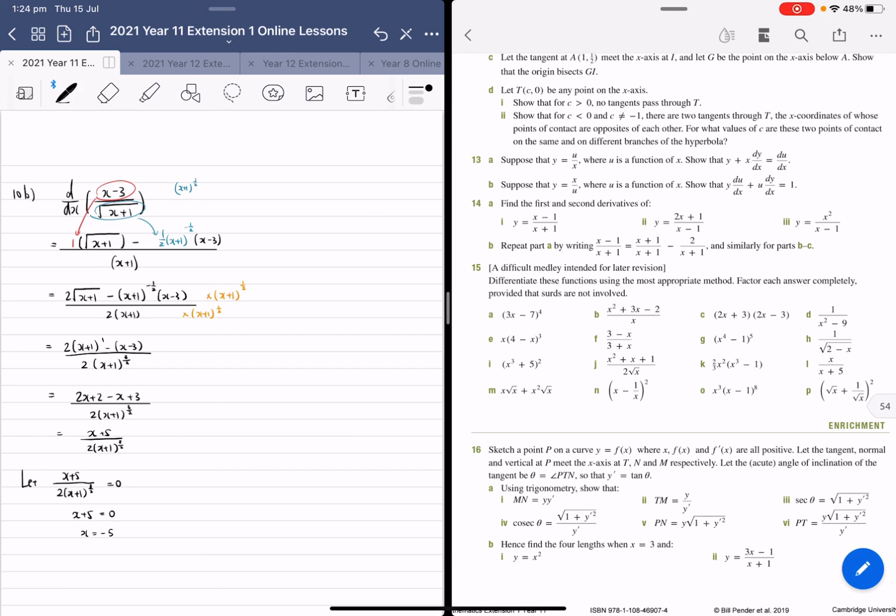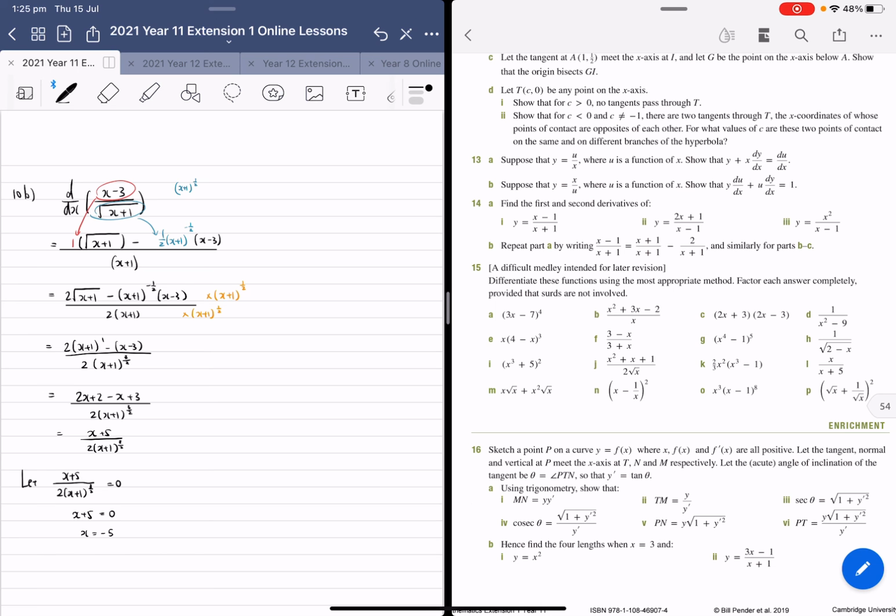Question 15 is interesting. This just says differentiate this function using the most appropriate method. Obviously, you need to decide which one is the best method for different questions, so it's not always about using the quotient rule. I can see some of the questions require you to use the product rule, others require you to use the chain rule, and there are some questions where it's a combination of product and chain. Just be a bit careful about it.